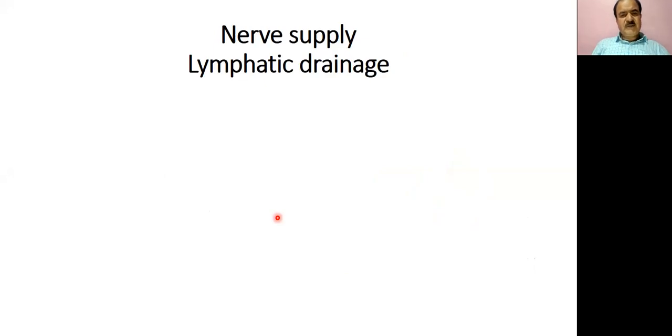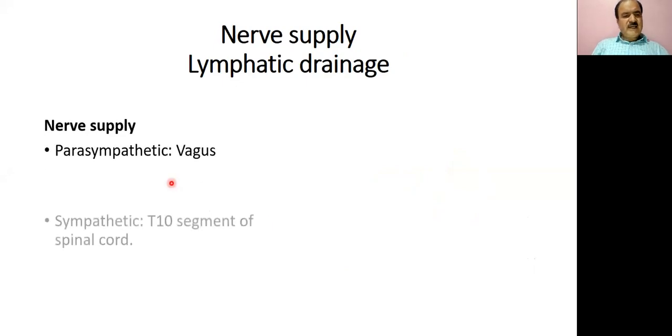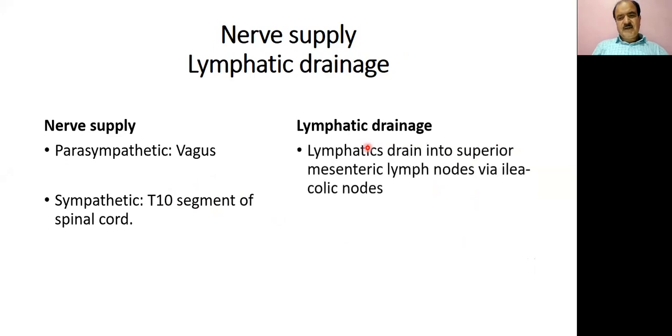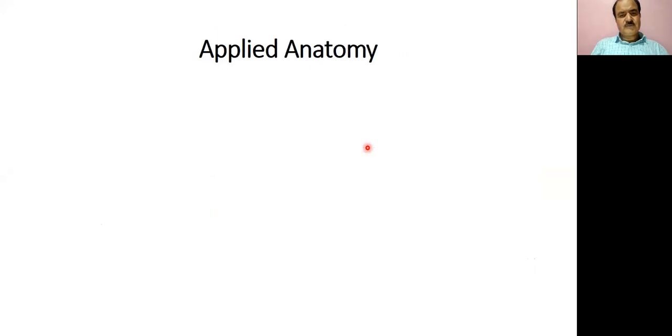Coming to the nerve supply and the lymphatic drainage of the appendix. Nerve supply: parasympathetic is coming through the vagus and sympathetic from the T10 segment of the spinal cord. Lymphatic drainage is into the superior mesenteric lymph nodes via ileocolic nodes.